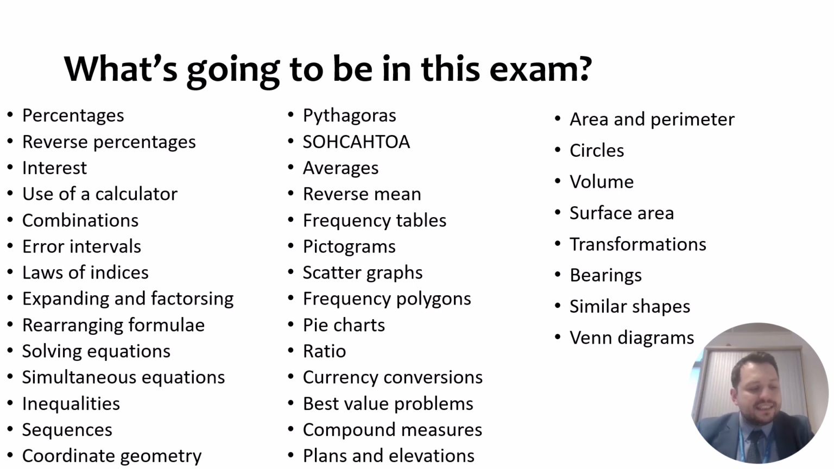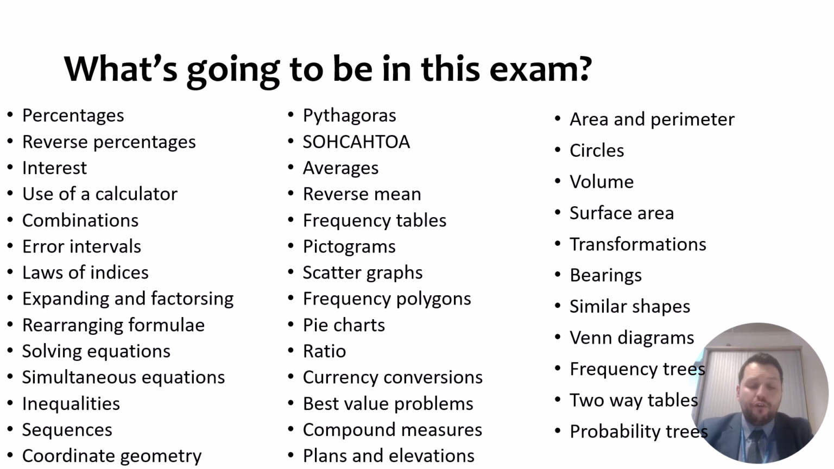And then back to stats. Venn diagrams is one I didn't mention earlier, including set notation for intersect, union and complement, often tied to probability. Frequency trees, also a really important statistics topic that ties to probability, but not the same as probability trees, which we'll talk about in a second. Two-way tables, very similar to frequency trees, again, often has a probability element. Probability trees being 2 different types for conditional and independent events.